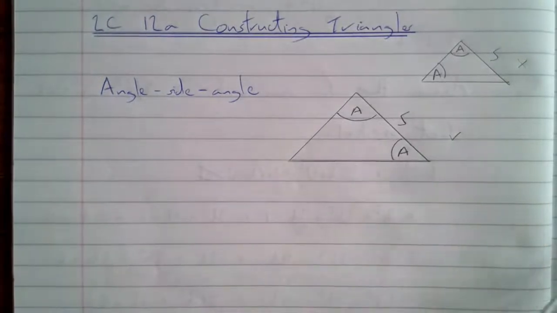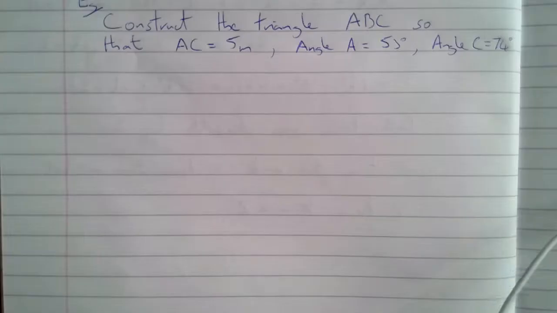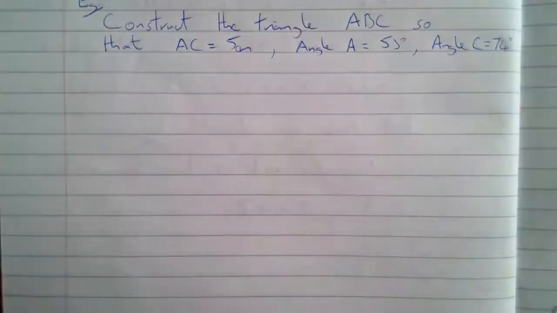So let's have a quick look at an example of how to do this. Here's an example we're going to try. It says construct a triangle ABC so that AC is 5 centimetres. I don't think our books are going to take 5 metres. Angle A is 53 degrees and angle C is 74 degrees.